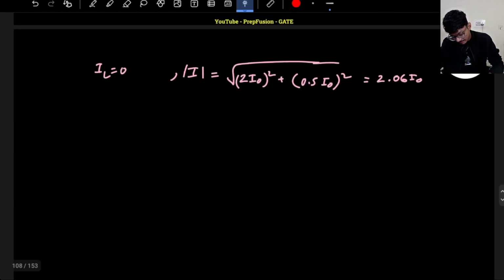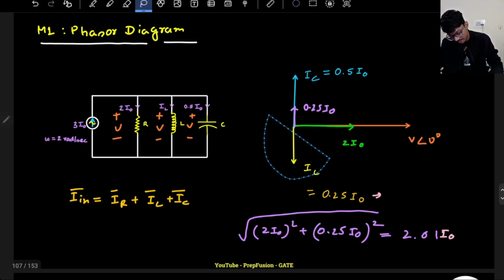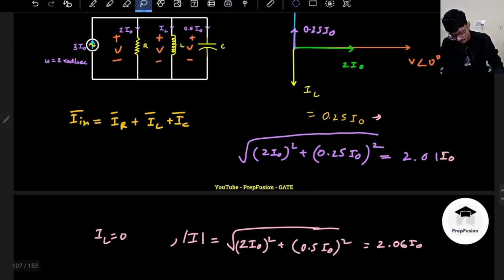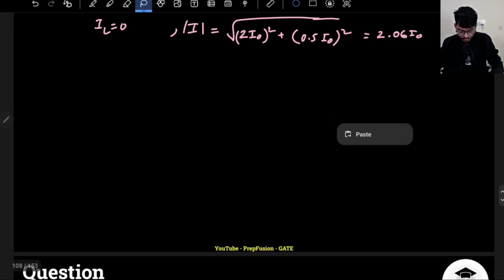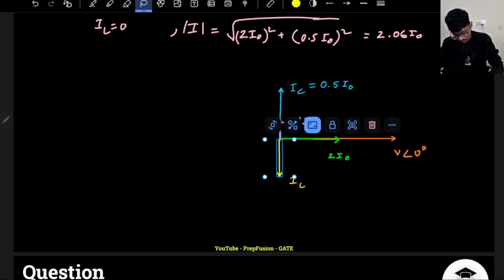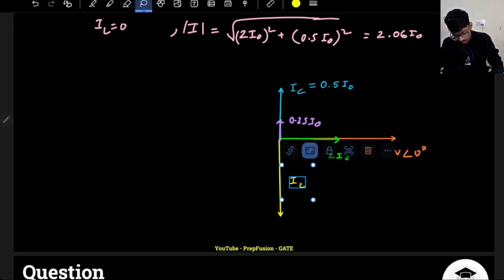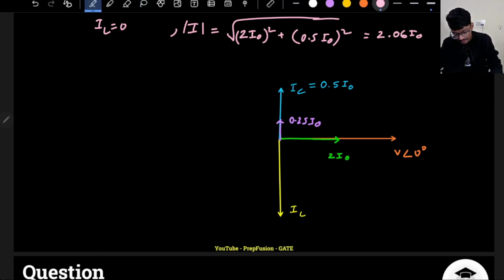Okay, so that's why the phasor diagram here will be something like this: your IL, the inductive current, will always be greater than the capacitive current. I don't know how much it will be, but it will be something greater than that. So let me keep it IL only.